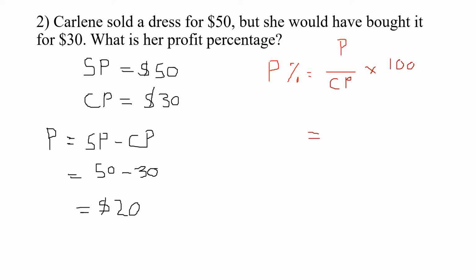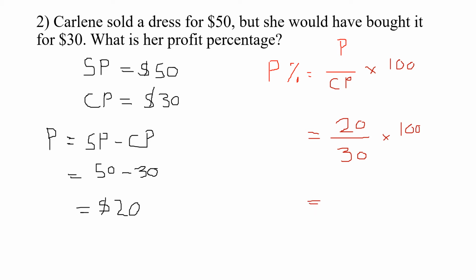We know that our profit is $20. So we have $20 divided by the cost price. The cost price is still $30. That hasn't changed. And we're multiplying that by 100. Very well. Easy does it.